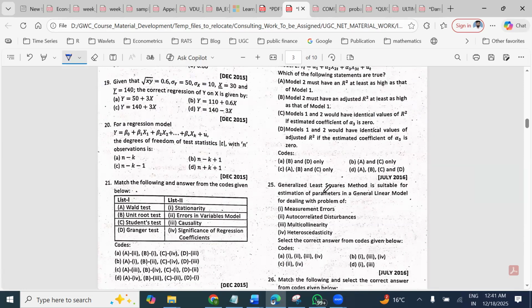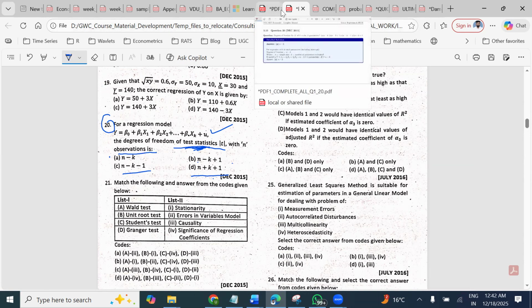Just tell me. For a regression model like this, we have already written it so many times. The degree of freedom of a test statistic T, absolute value of T, with n observations is what? n minus k minus 1, or n plus k plus 1, or n minus k plus 1. What is the answer? Sangeeta already has the books, you can tell immediately. What is the answer, Sangeeta? Sir, C, n minus k minus 1.